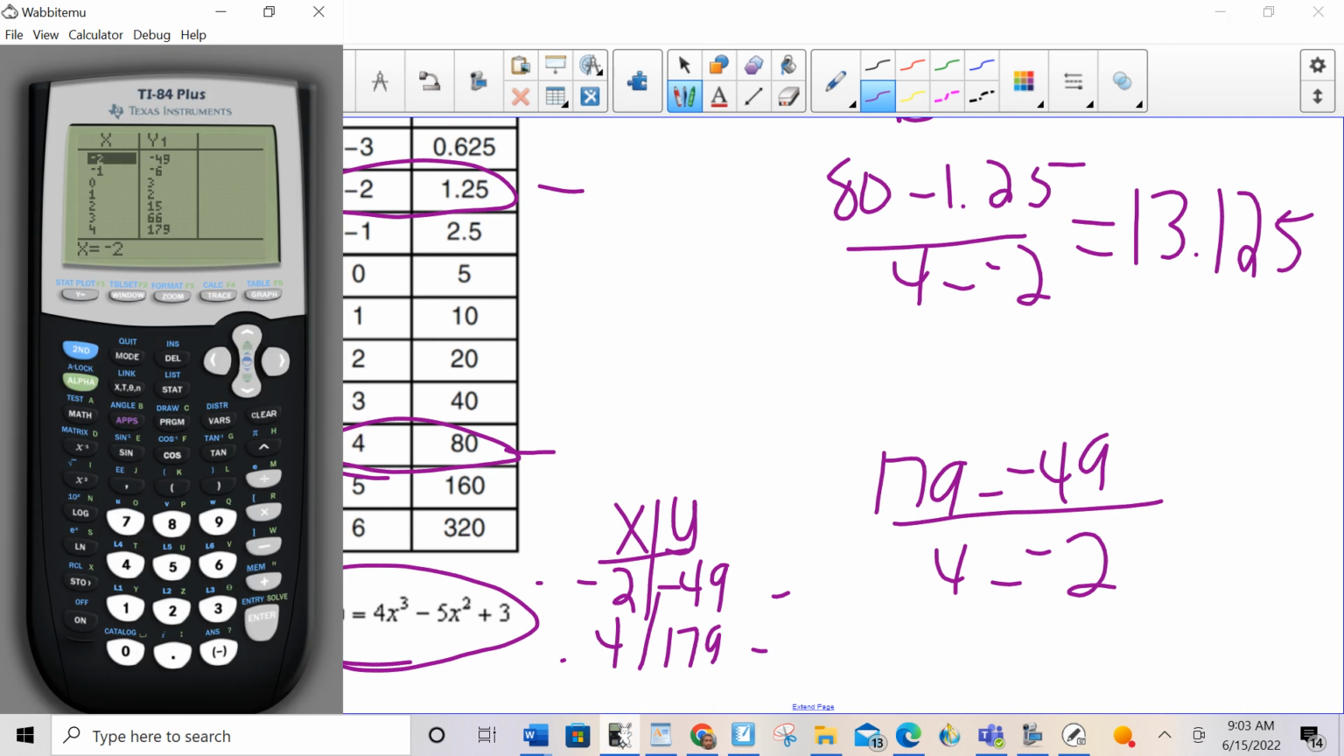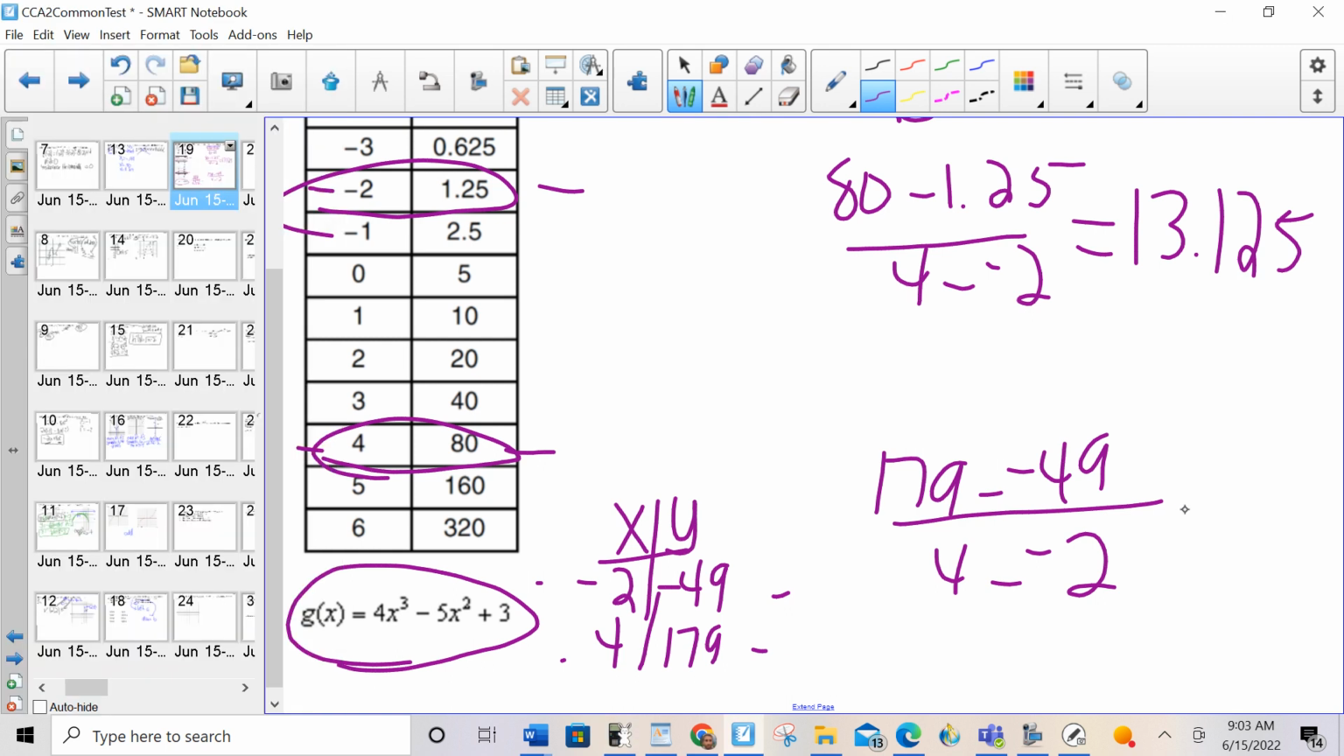Again, for those of you who can't do any math, any arithmetic, it's all good. Don't need arithmetic to get an 80 or higher on the Regents. We got this calculator to do the work for us. 179 minus negative 49 over 4 minus negative 2, 38.